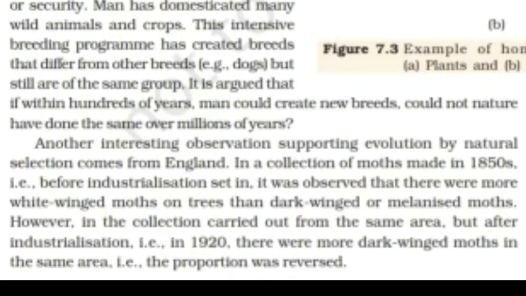Another interesting observation supporting evolution by natural selection comes from England. In a collection of moths made in the 1850s, that is before industrialization set in, it was observed that there were more white-winged moths on trees than dark-winged or melanised moths. However, in the collection carried out from the same area after industrialization, that is in 1920, there were more dark-winged moths in the same area. That is, the proportion was reversed.